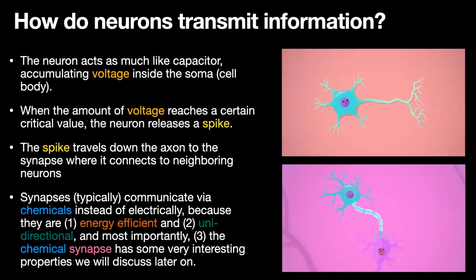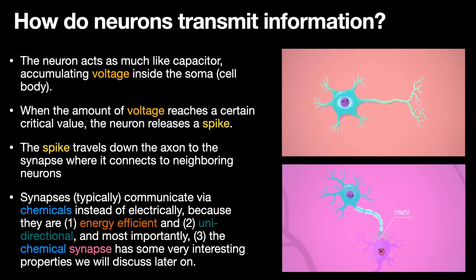The neuron acts a lot like a capacitor, accumulating voltage in the soma. When the amount of voltage reaches a certain critical threshold, it spikes. I'm sure you have been over this a bunch. The spike travels down the axon to the synapse, where it connects to neighboring neurons. And this one's a bit interesting.